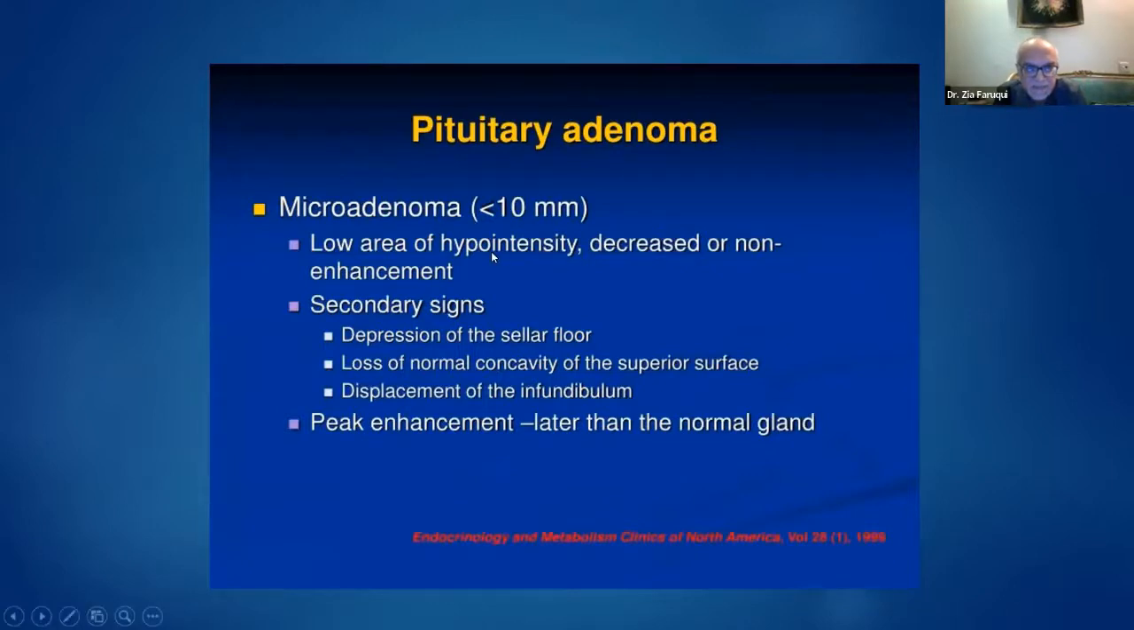Microadenomas are less than 10 millimeters. So you can either visualize it directly as a low area of hypointensity, decreased or non-enhancement, or you can have secondary signs of microadenoma. Now on non-contrast MR, you pick up around 70% of microadenomas. If you give contrast, that increases to about 85%. So 15% of microadenomas will never be picked up on MR.